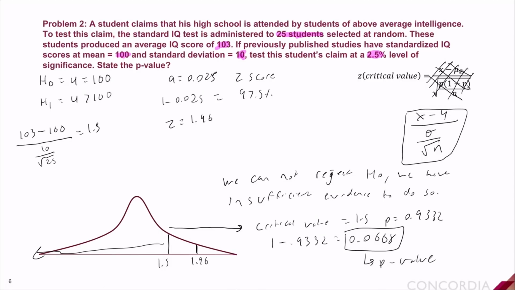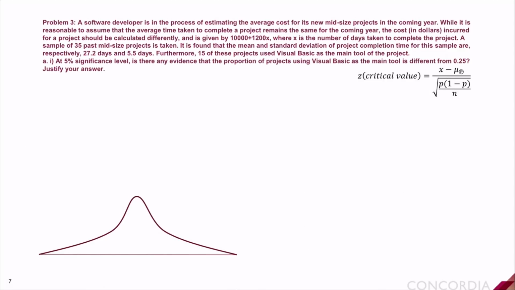Let us move on to problem 3. Problem 3. A software developer is in the process of estimating the average cost for its new mid-sized projects in the coming year. While it's reasonable to assume that the average time taken to complete a project remains the same for the coming year, the cost in dollars incurred for a project should be calculated differently, and is given by the following formula, where X is the number of days taken to complete the project.